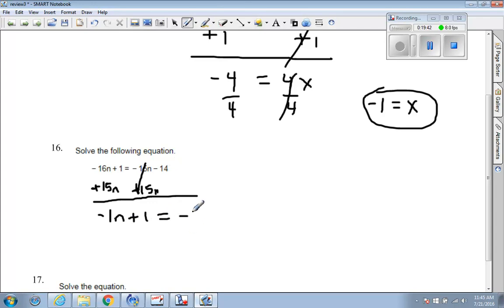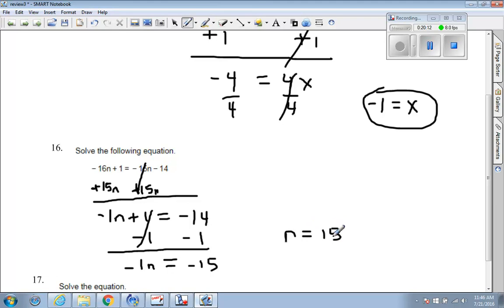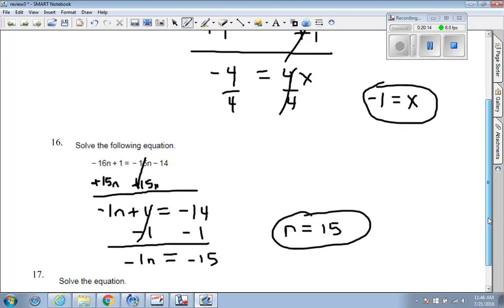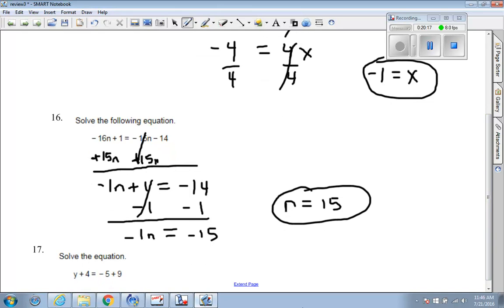Negative 14, keep that. All right, now I want to move positive 1 to the other side of the equals, but I can't just throw it across. I have to negate it, add the opposite, because 1 minus 1 is gone. Negative 14 minus 1, we have a negative 15. Here I have negative 1n, and I almost have n isolated. You might be able to look at that and just say n is 15 mentally. If you want to write out a step, you could divide both sides by negative 1.